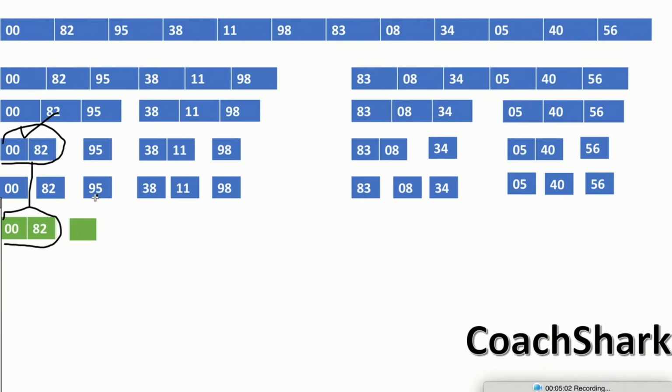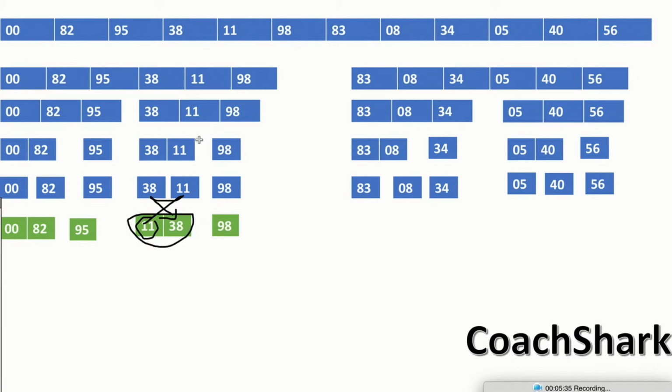Now we do the same for the other sub-problem, 95. There is nothing to combine, so we'll directly put 95. We have sorted this part. Now we move our attention here. We compare 11 and 38. Which one is smaller? 11. So we put it there, and 38 we have it here. So we have conquered this part of our problem. This is sorted.